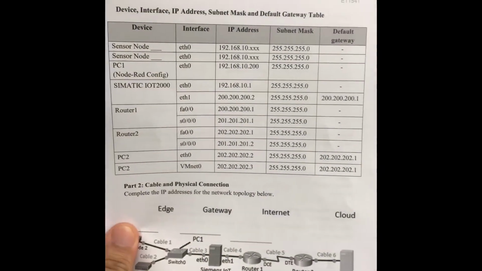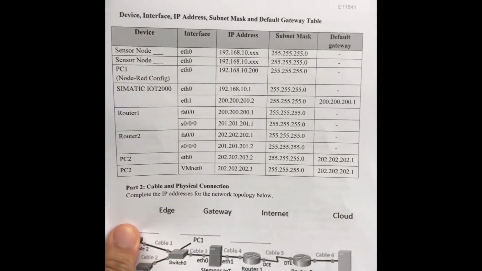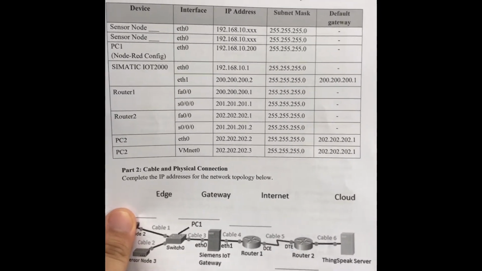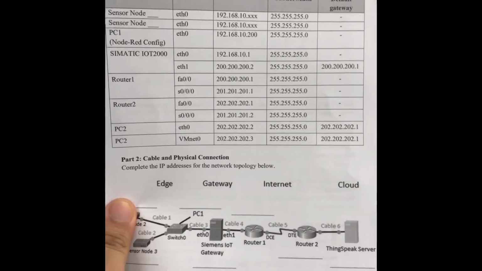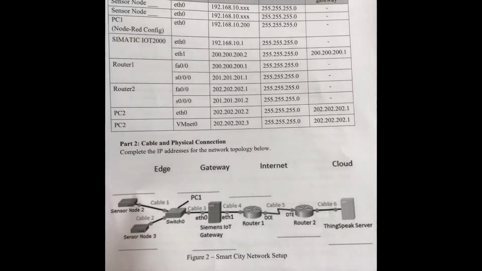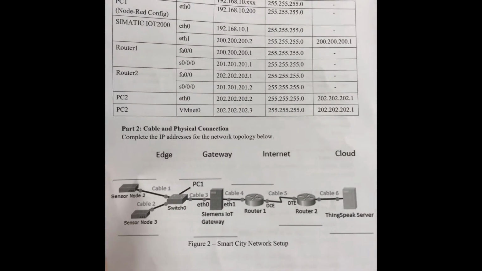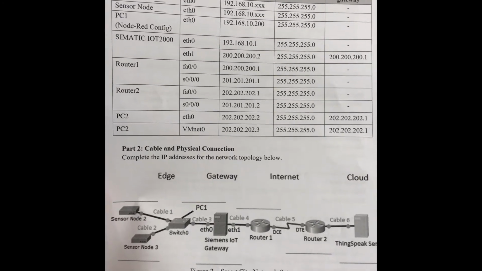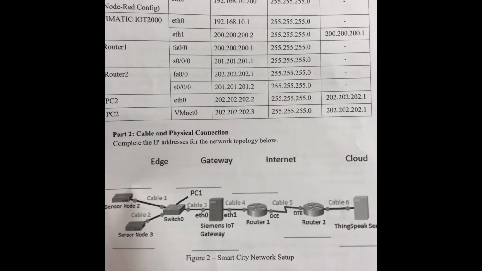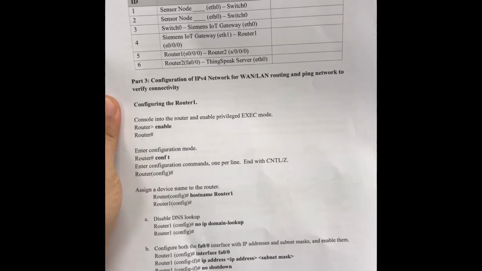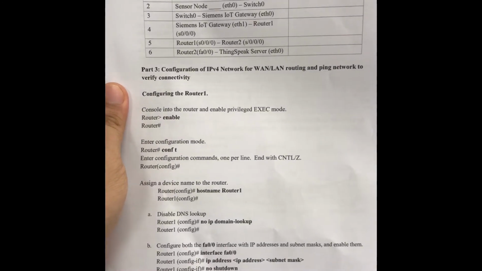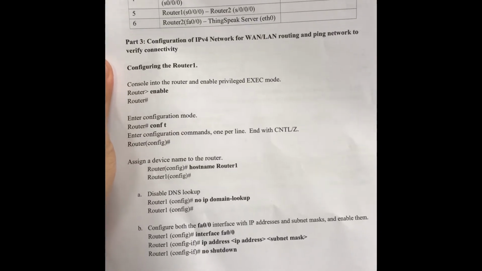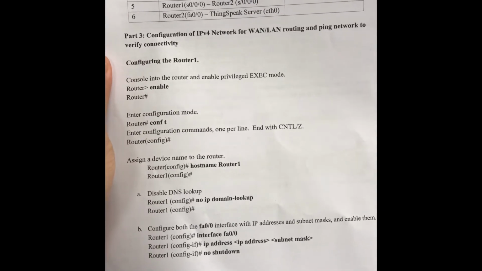This is the IP address table for our sensor nodes, PC1, Siemens IoT2000, router 1, router 2, and PC2, and the VM IP addresses. Firstly, we want the students to fill in the IP addresses used in our setup, based on the IP table given above. Students will identify the cable types used between the network devices, and next they have to complete the router configurations. Let's start off with router configuration.